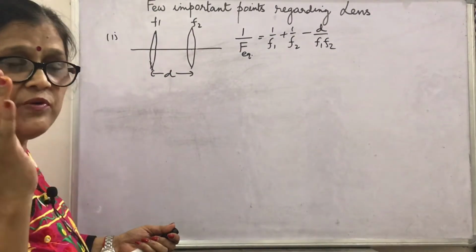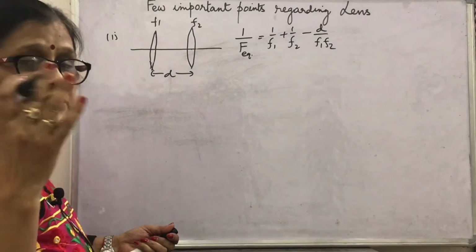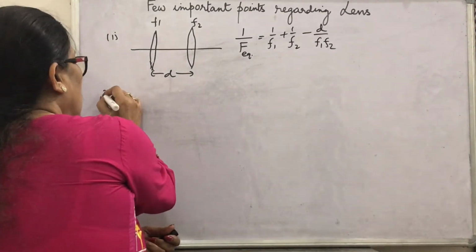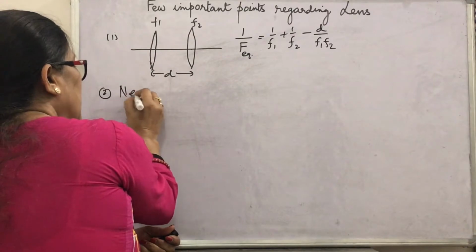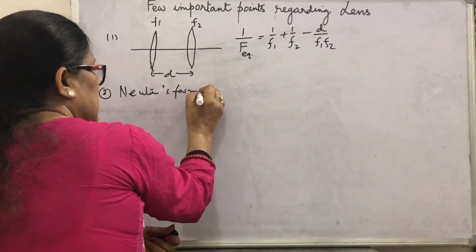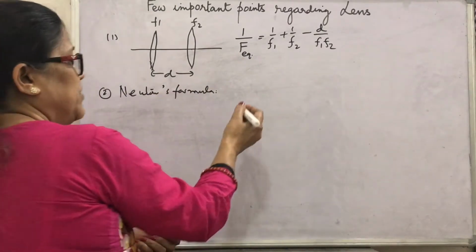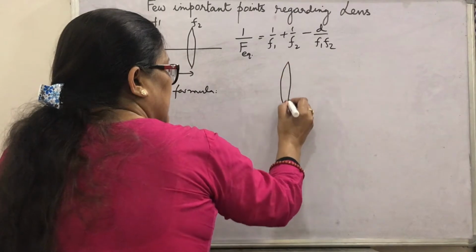Now the second point, it is called Newton's formula. What is that? Newton's formula for lenses, and you can utilize it in numericals.